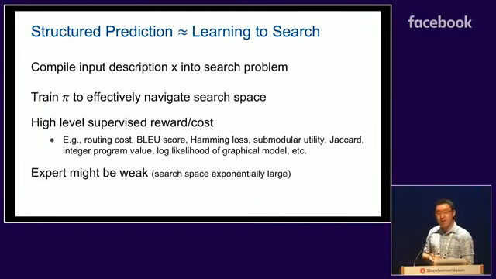Another issue that comes up here, which I touched on very briefly in the first half of the tutorial, is that the expert here might be weak. Even though this problem is fully supervised, in many structured prediction settings, computing the optimal solution can be combinatorially hard, or computing the optimal recovery from an imperfect intermediate solution can be combinatorially hard. And so in that sense, the expert is weak. The expert is some computational oracle in the structured prediction problem.